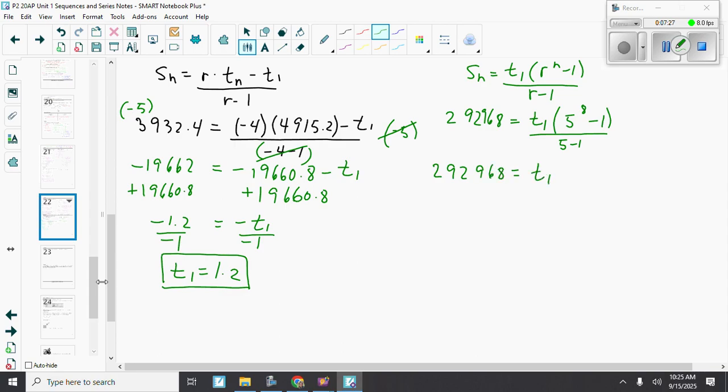This we're just putting into a calculator to get some really big number. So we're multiplying by 390,624. So I just did 5 to the power 8, subtract 1.